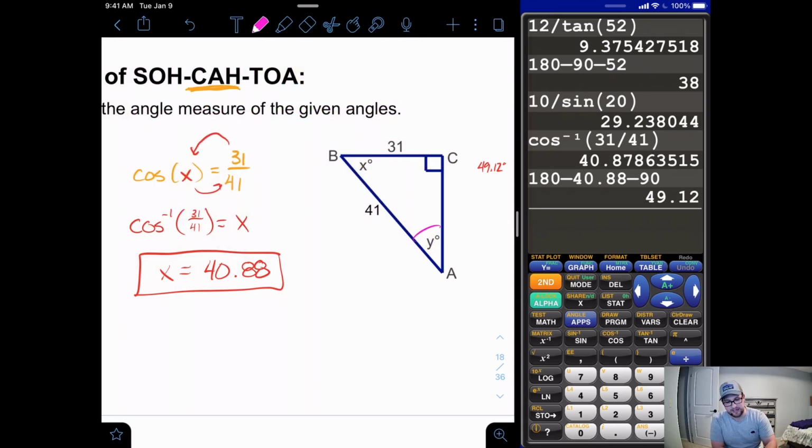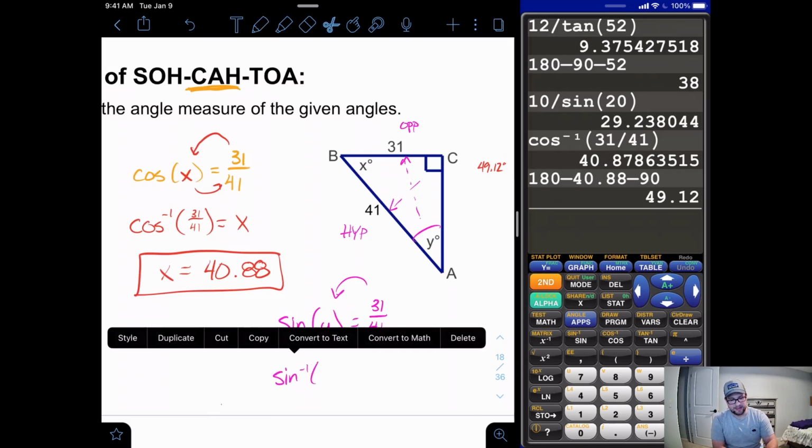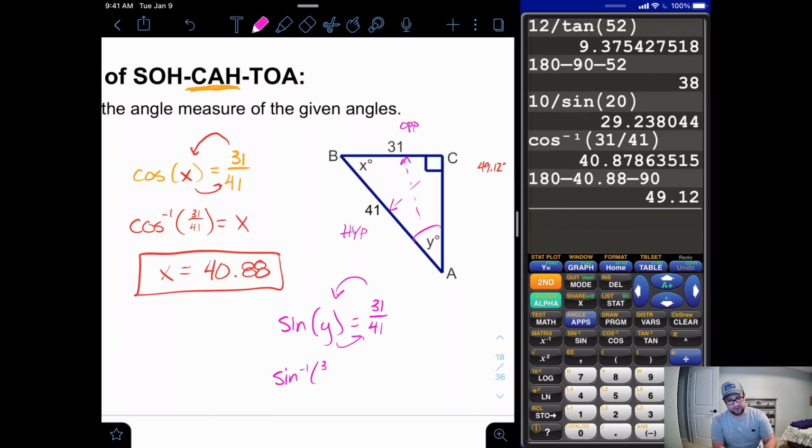If I wanted to find angle y, the side across from it would be the opposite side, and this is still going to be the hypotenuse. So if I was trying to find angle y using trig, I could do the sine, since that is the opposite over the hypotenuse, of my angle is equal to 31 over 41. Now, since I am looking for the angle, I want to use sine inverse, and I'm going to simply switch and put the fraction inside and y on the outside.